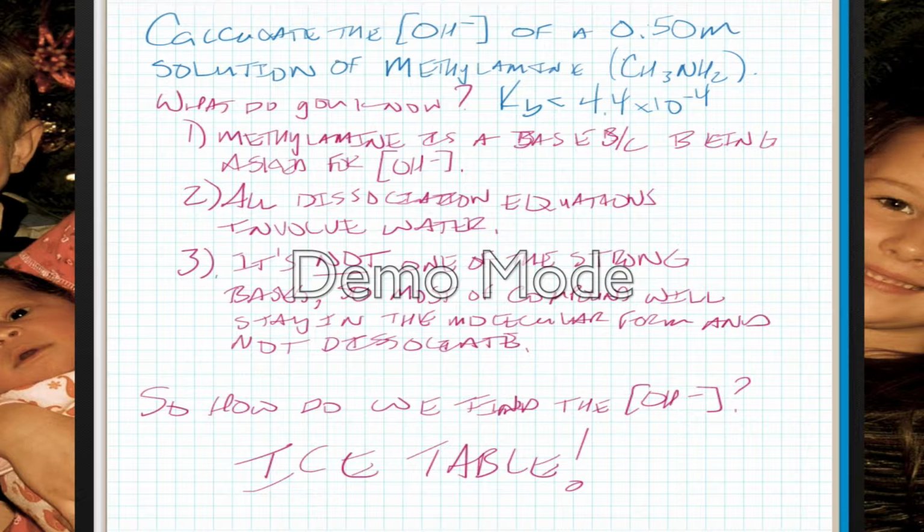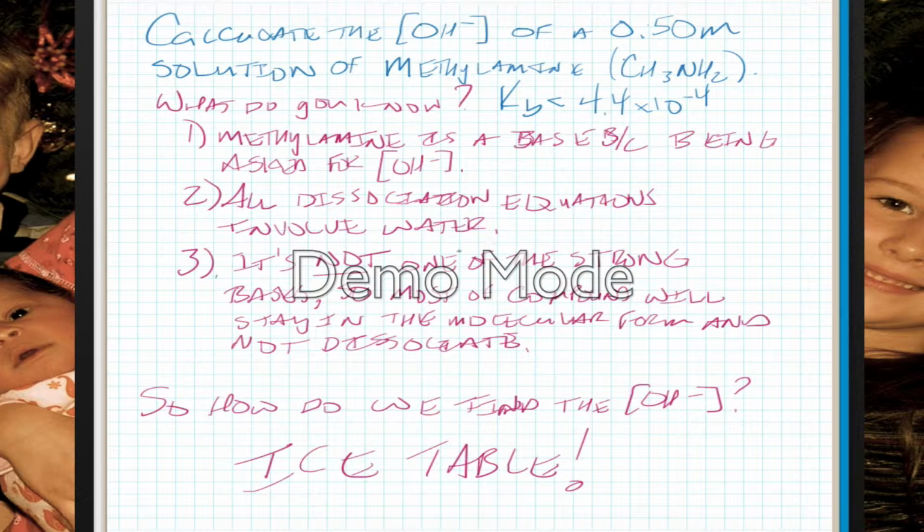So if we had a problem that says calculate the OH minus concentration of a 0.5 molar solution of methylamine, the CH3NH2, and we give it a Kb equal to 4.4 times 10 to the negative fourth. Well, this could seem overwhelming, but let's break down what you already know. Methylamine is a base because, well, we're asking you to find the OH minus. So that's the first thing you should realize. We're not going to ask you to find the OH minus of an acid or the H plus of a base. Very straightforward like that. So you know it's a base.